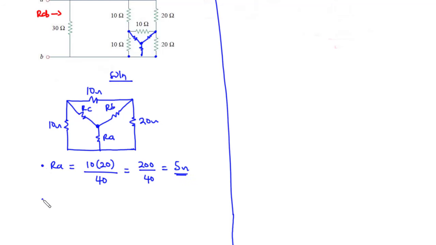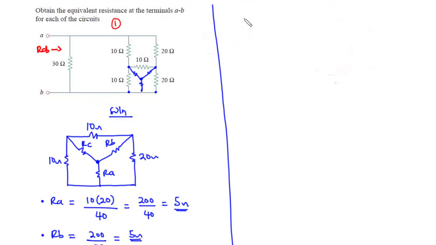Now, let's do the same for RB. So, for RB, we are going to multiply 10 by 20, and that is 200, divided by the sum of the three outer resistors, so divided by 40. And then 200 divided by 40 is 5. So we also have RB to be 5 ohms. Now for RC, that's going to be 10 times 10, which is 100, divided by 40. 100 divided by 40 is 2.5. So we have 2.5 ohms for RC. So these are the values for RA, RB, and then RC.